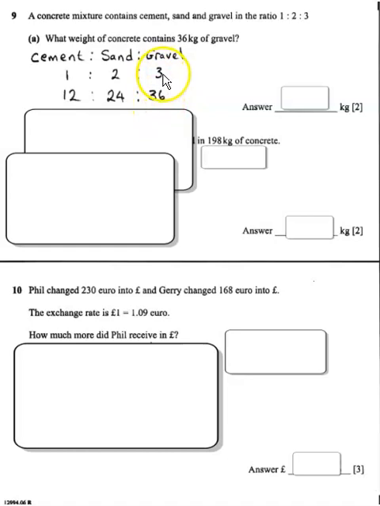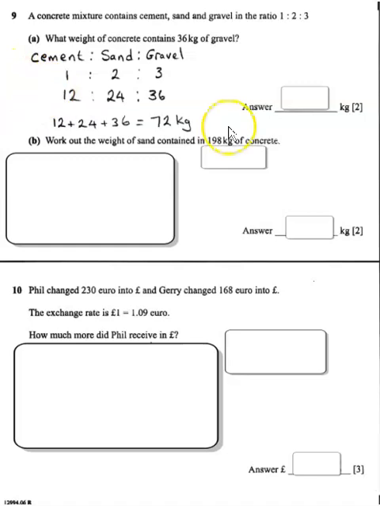So you can see that 3, you've multiplied by 12 here. From this 3, it's 3 times 12 is 36. Or you could have done 36 divided by 3 would give you 12. What that means is you times everything by 12 in these ratios. So 2 times 12 is 24 and 1 times 12 is 12. And what you do at the end, to find out how much concrete you could have, is 12 plus 24 plus 36, and that's 72 kilograms of concrete you could make from that.